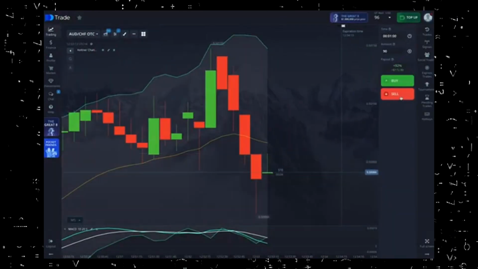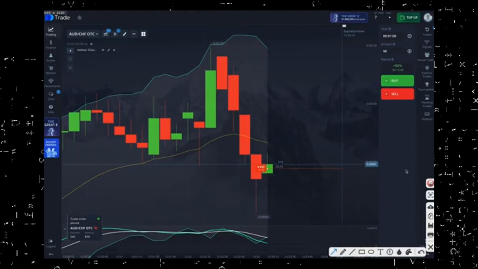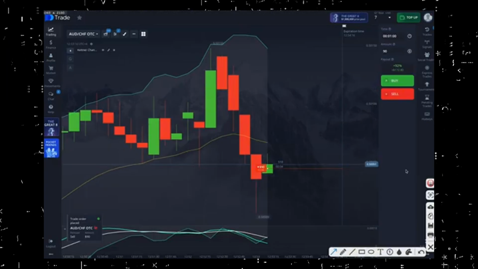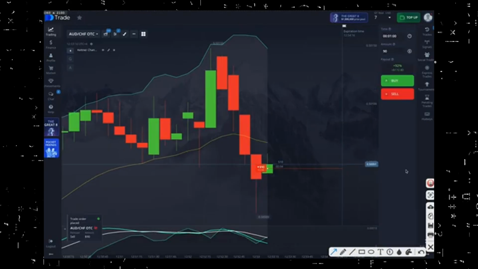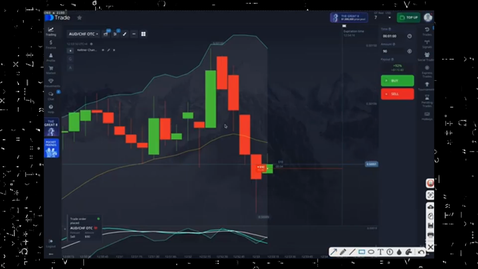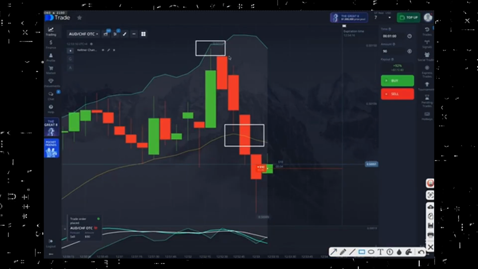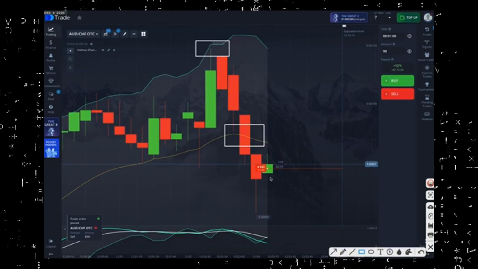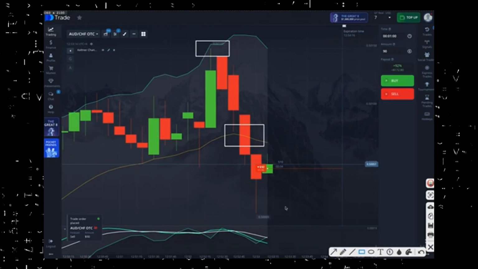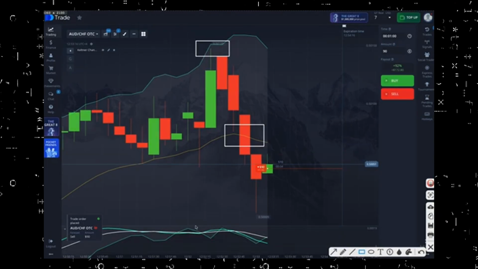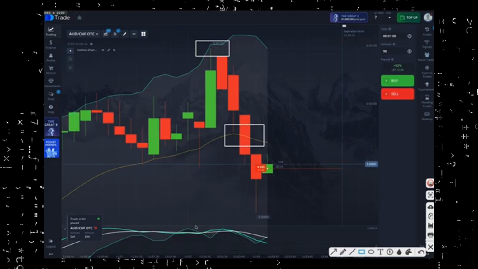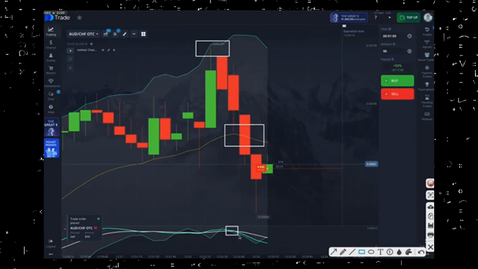Expiration time is 1 minute. I open a sell trade for $90. The chart demonstrates a confident downward movement, confirmed by technical indicators. The candlesticks cross the middle line of the Keltner Channel indicator from top to bottom, which indicates the strengthening of the downward impulse. At the same time, the turquoise MACD line crossed the white line in the same direction, which serves as an additional confirmation of the current trend.